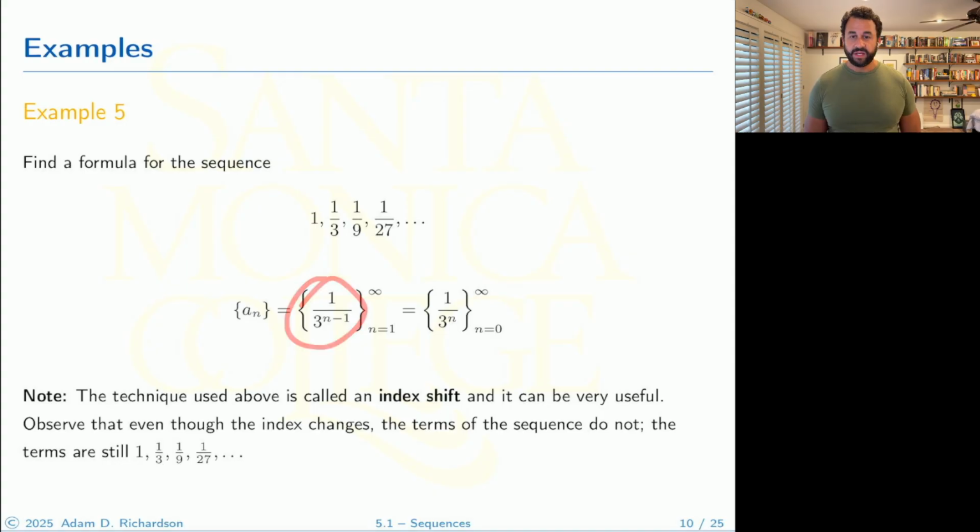Okay, there we go. So I was right in my guess that it's going to be 1 over 3 to the n, or just powers of 3, right? But there's a couple things I want to point out here. With this structure, I had to start at n equals 1, and that's because when n equals 1, you're going to get 1 minus 1 in the exponent, and that's 0. And 3 to the 0 is equal to 1, so 1 over 1 is 1, and we are in fact getting that first term 1, right?